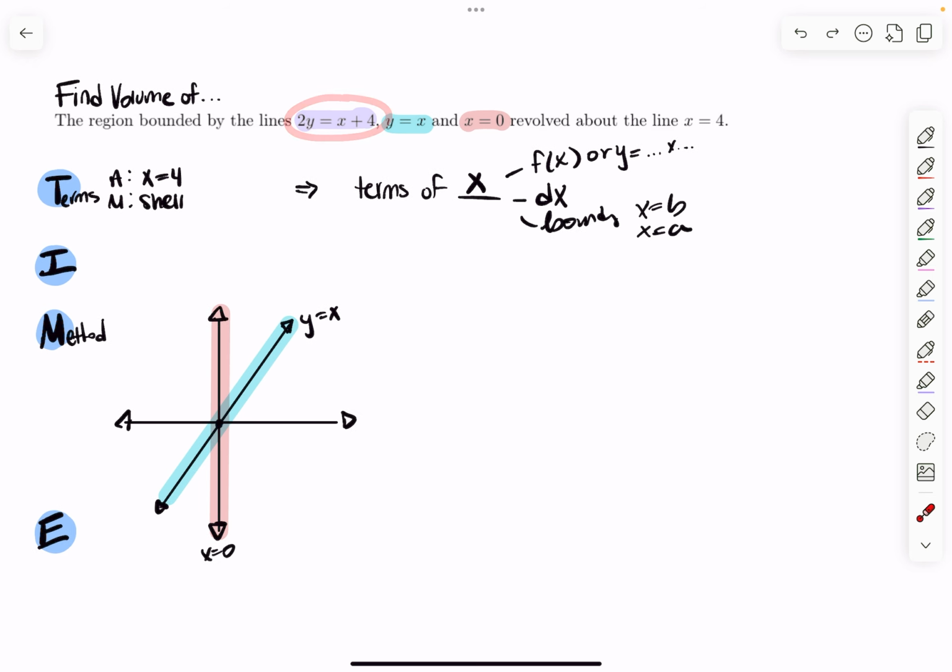Now for this one, I can divide by 2 to get y by itself. So y is equal to x over 2 plus 4 over 2. This becomes 2. And this is a 1 times x, so I can take out the 1/2. So 1/2 x and then plus 2. So that's my equation. So it's really a line, and the intercept is at 0, 2. So right here.